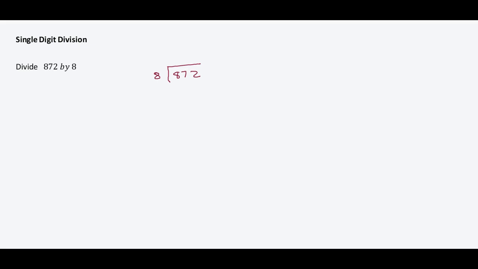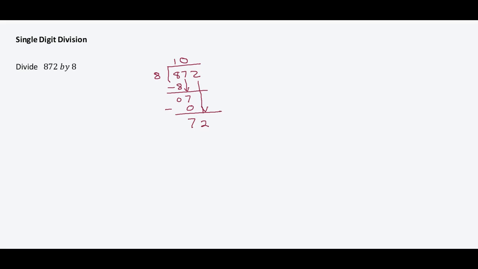So 8 divided by 8, we have 1. 8 multiplied by 1, we have 8. We subtract, we have a 0 here, so now we bring down a 7. 7 divided by 8, 7 is less than 8, so you will find 0 groups of 8 in 7. 0 multiplied by 8, you have 0, and then we subtract again. 7 minus 0 is 7, and then we bring down the 2.